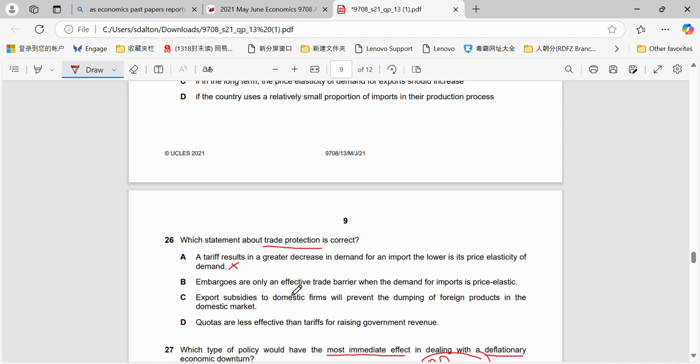Embargoes are only an effective trade barrier when the demand for imports is price elastic. That's also false. Embargoes are a ban, so therefore the PED or the demand for imports doesn't matter if it's price elastic or price inelastic, because we've completely banned them from being able to come into the economy.